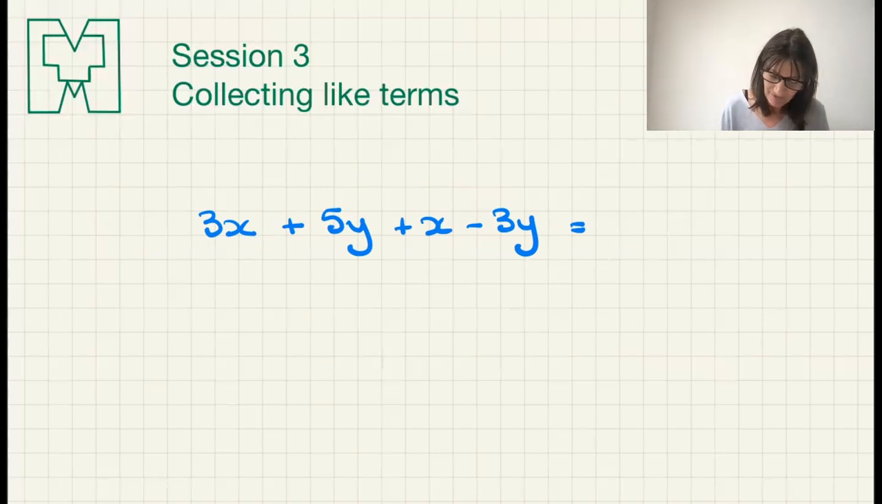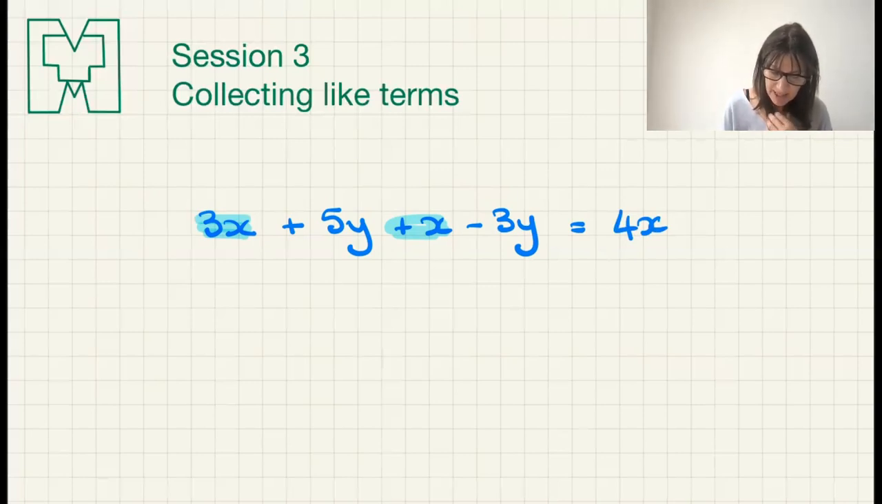Okay, so I've got 3 x's. There's the other x's, and we're being directed to add. 3x plus 1 more x is 4x. Okay. And then I look at my y's.